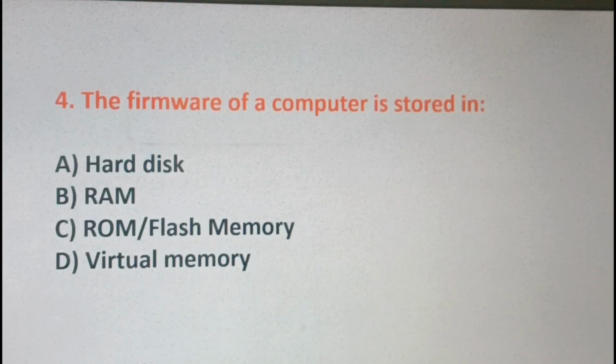The next question. The firmware of a computer is stored in hard disk, RAM, ROM, or flash memory, virtual memory. The correct answer is option C.